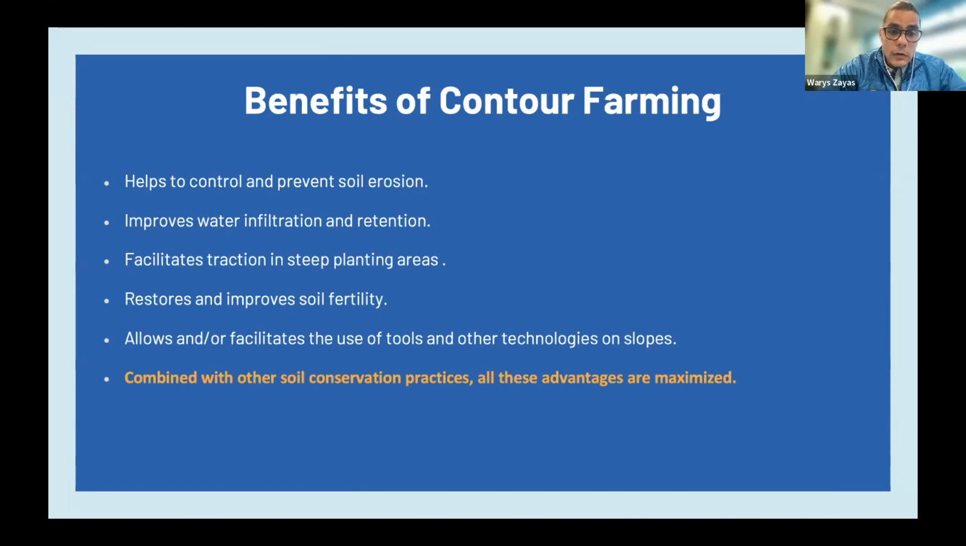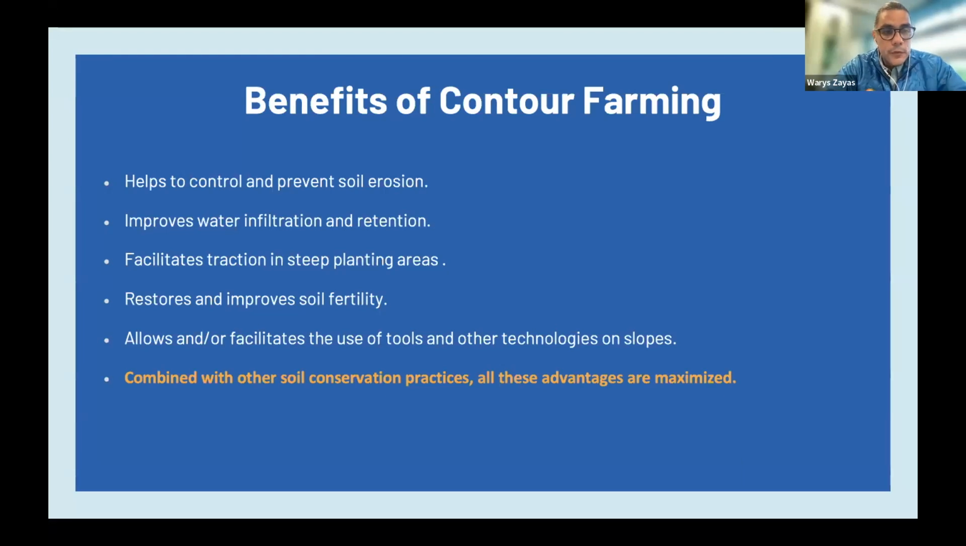Another benefit is that contour farming allows or facilitates the use of tools and other technologies on the slopes. For example, I don't know how many of you are familiar with two-wheel tractors, or walk-behind tractors, to mention some of that machinery that otherwise is impossible to use on slopes, right? So when we are doing contour farming, we are making our work on farms easier. One aspect of this is better traction to use other technologies on the slopes, causing minimal or non-detrimental effects on our lands, okay?